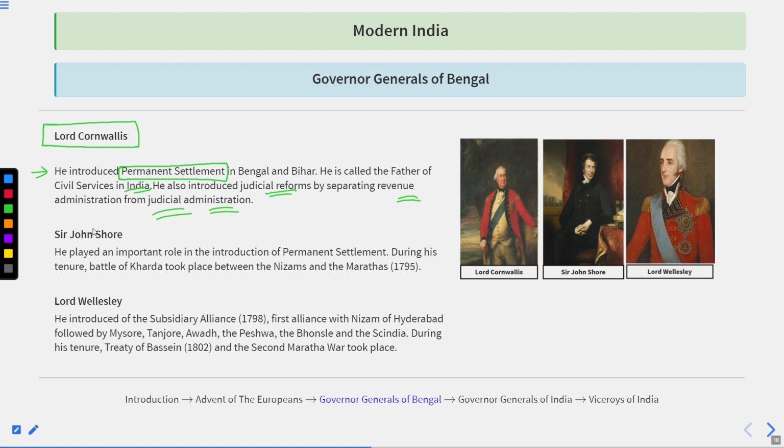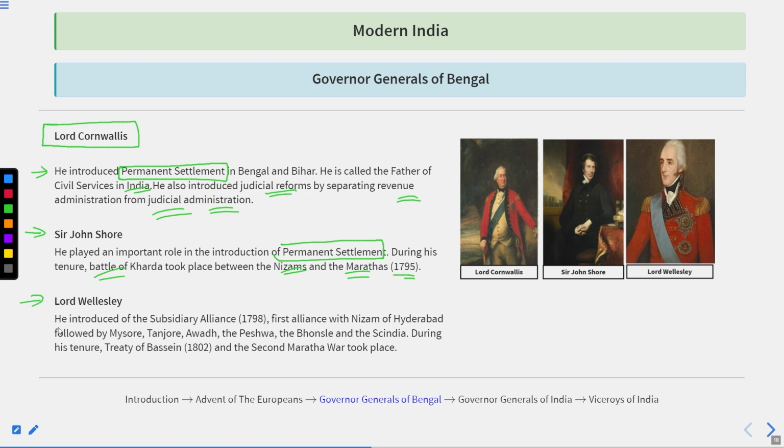Okay. After Cornwallis comes Sir John Shore. He played an important role in the introduction of permanent settlement. That was introduced by Cornwallis, but later on carried out effectively by Sir John Shore. During his tenure, the Battle of Kharda took place between the Nizams and the Marathas in 1795.